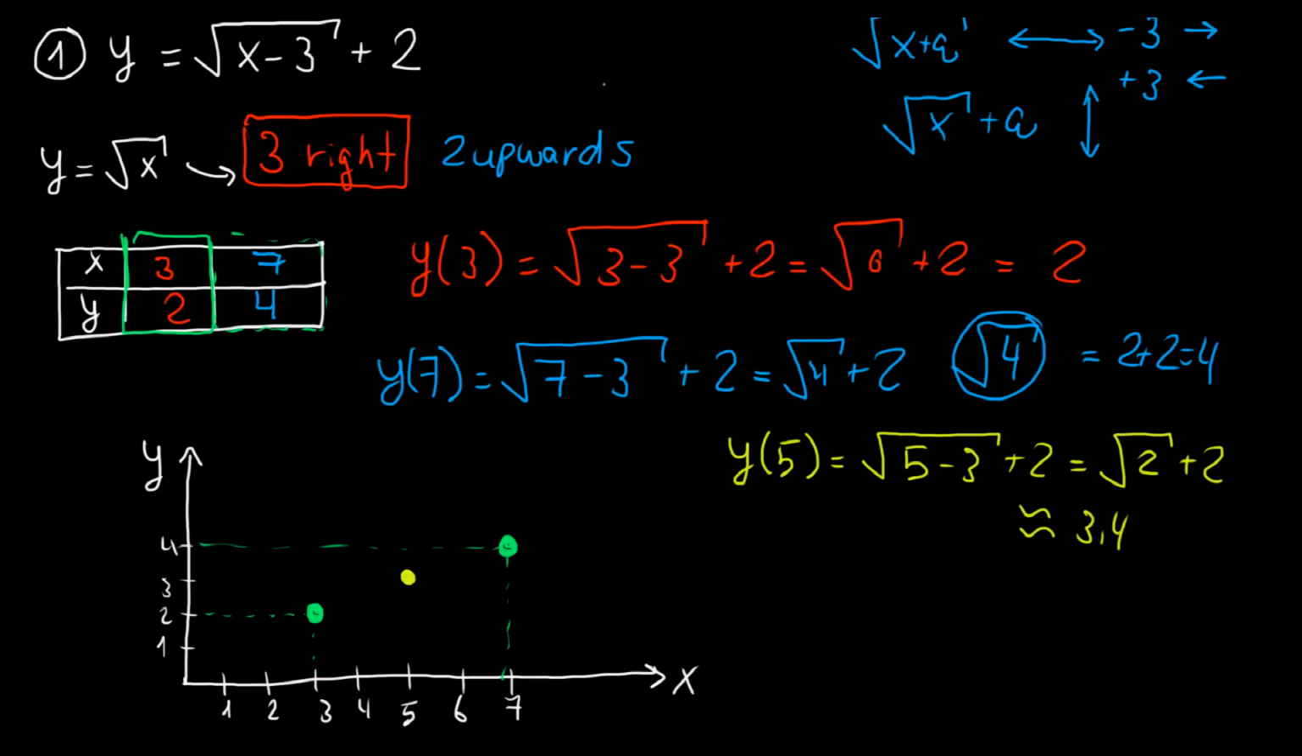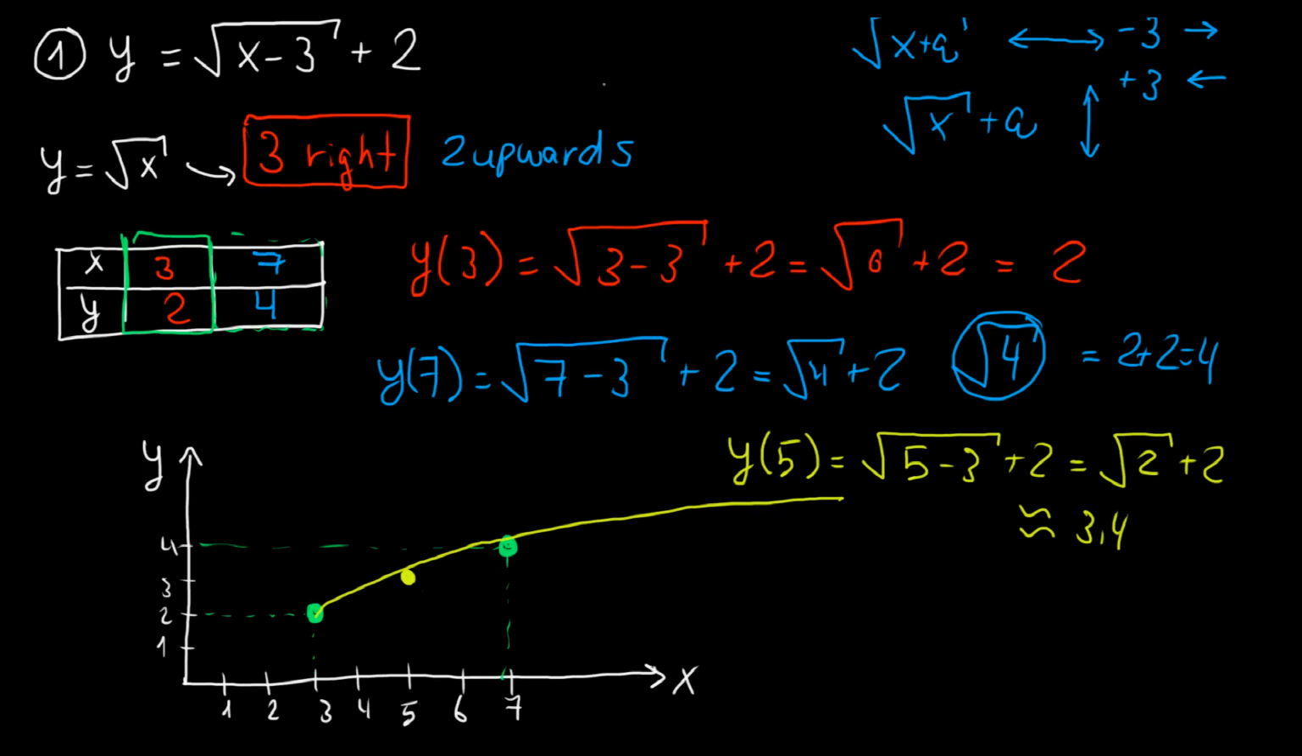Now, if you draw this function, it will slowly look something like this. So going here, here, and it would continue as such, slowly increasing and slowing down.